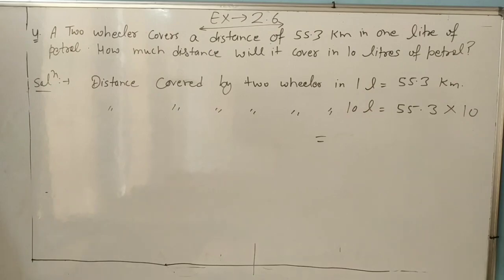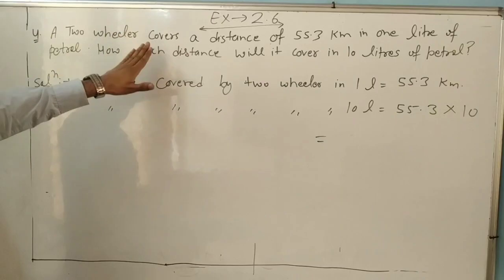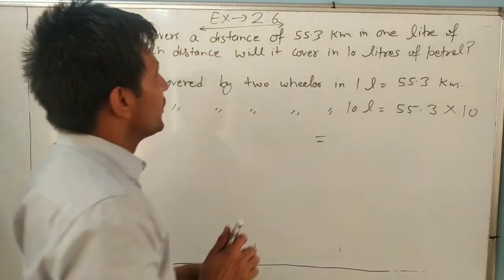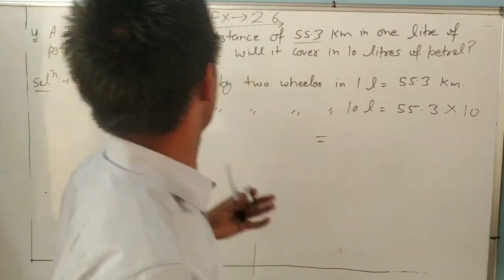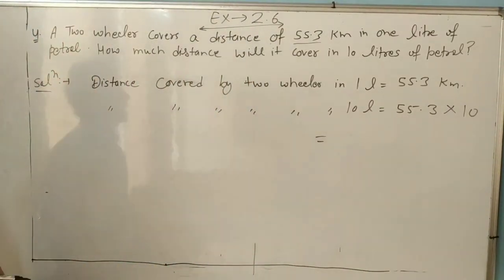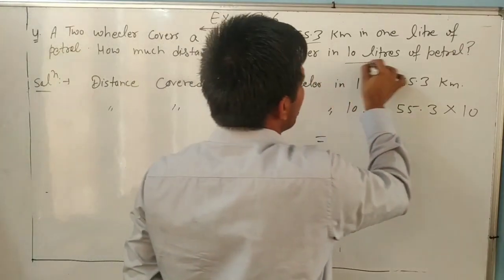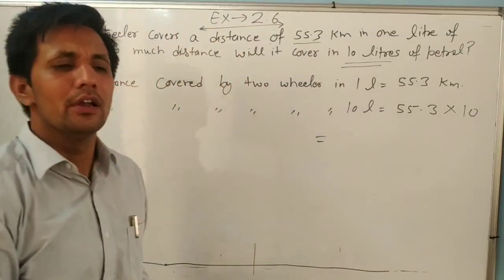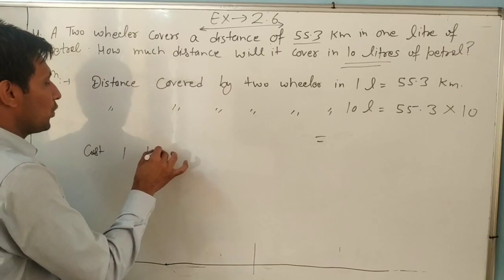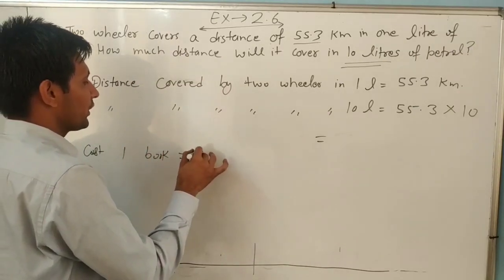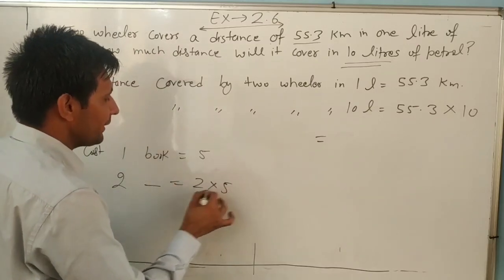Now, dear, question number 4. In question number 4, we are given that a two-wheeler covers a distance of 55.3 kilometer in 1 liter. So in 1 liter, the two-wheeler can cover 55.3 kilometer. How much distance will it cover in 10 liter? It's very simple. If the cost of one book is 5 rupees, the cost of 2 books is 2 into 5, 10 rupees.